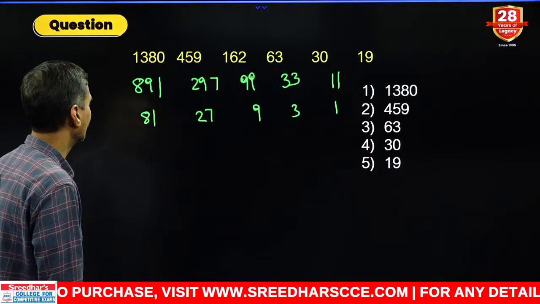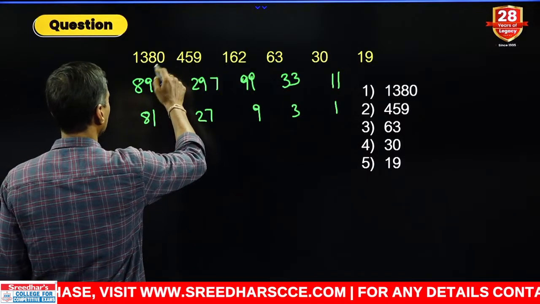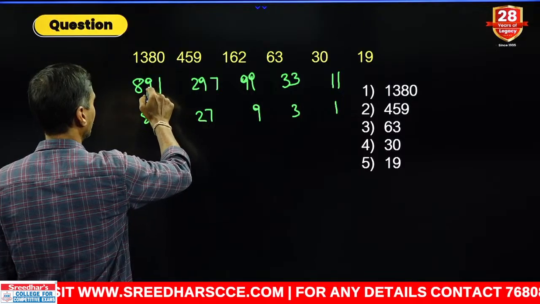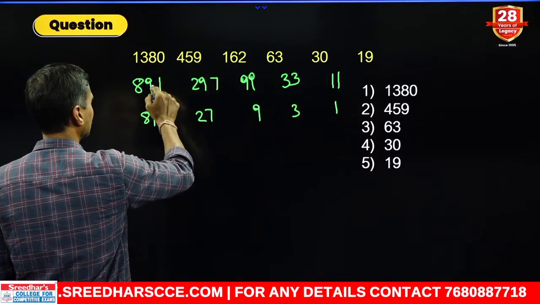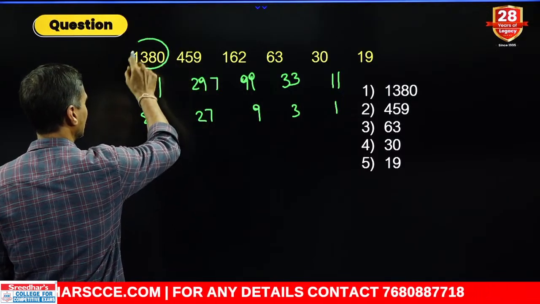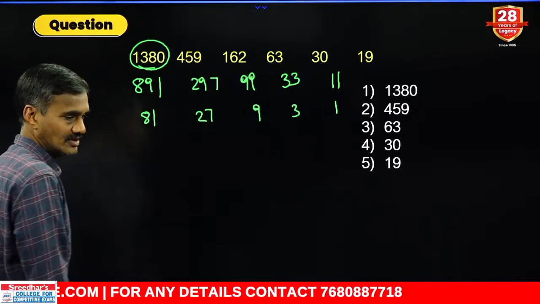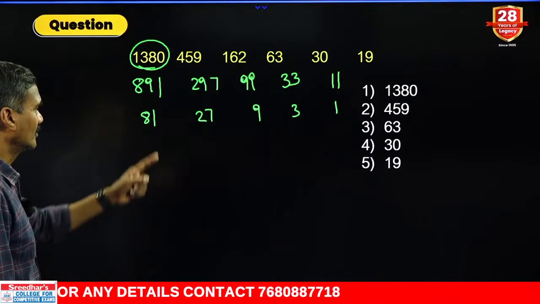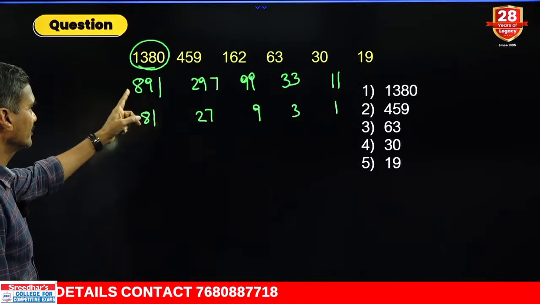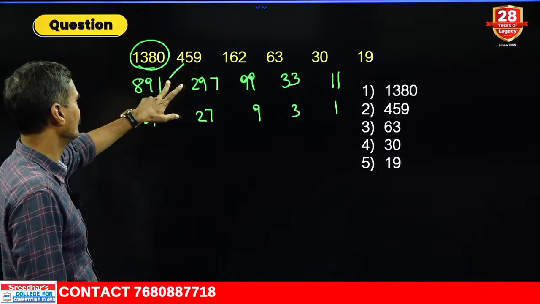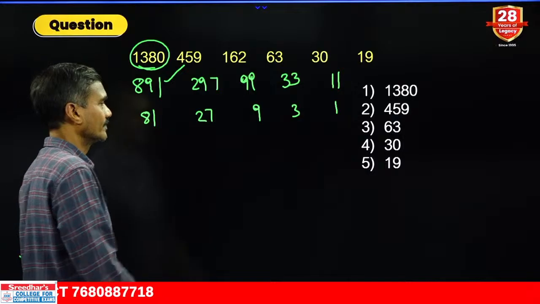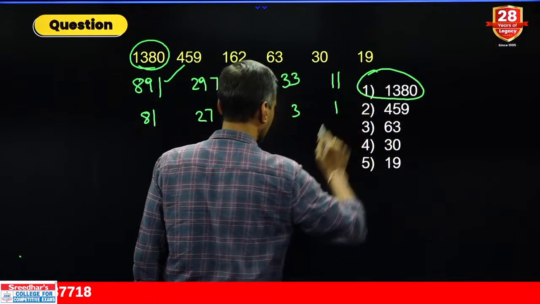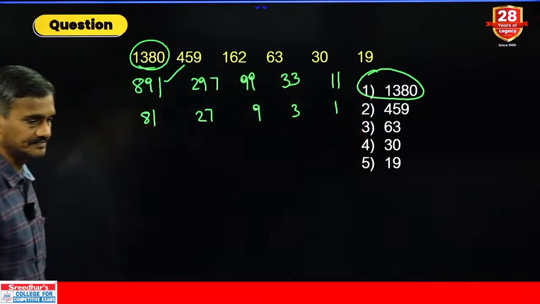And how much is this one? 450. 9 plus 1 is 10, 0. 1 plus 5, 6 plus 8, 14. Isn't it? And 1 plus 5, 6 plus 9 is 15. Hence 1380 is the wrong one. Clear how much to be added here? Now 11, 33, 99, 297, 891 should be added to this 459 to get 1380. And the wrong one is 1380. That is choice 1, question number 5.